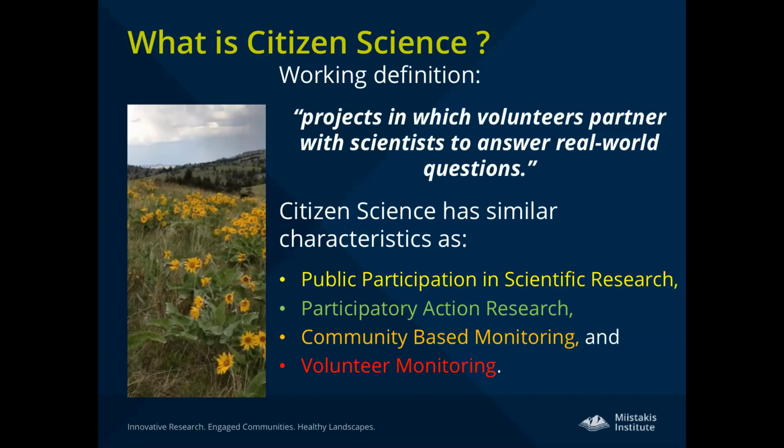There was a lot of discussion around defining citizen science, and what they realized is that there's actually a lot of different names for engaging the public in science. Some of those are listed here: public participation in scientific research, participatory action research, community-based monitoring, and volunteer monitoring.